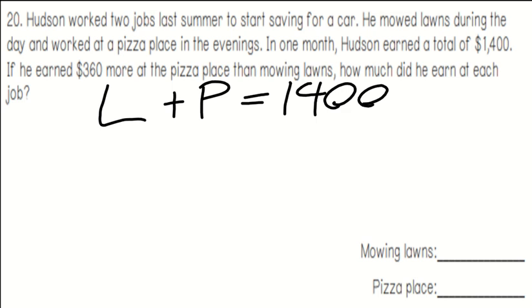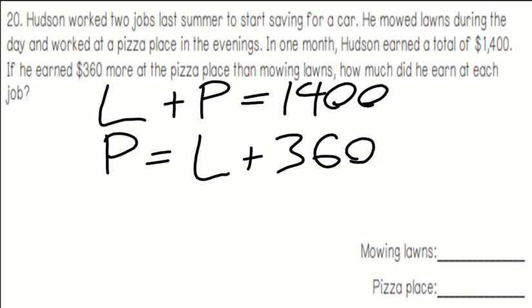If he earned $360 more at the pizza place than mowing lawns, how much did he earn at each job? So which one did he earn more at? If he earned $360 more at the pizza place than mowing lawns, so which one was more? Pizza place. So the one that's more, usually it's going to be easier if you do the one that's more. So pizza place was more, and so take the lawns and add the $360 to it. So there's my two equations, right? Go ahead and give those a try. See if we can get the answers. We want to get both numbers for this one, okay?